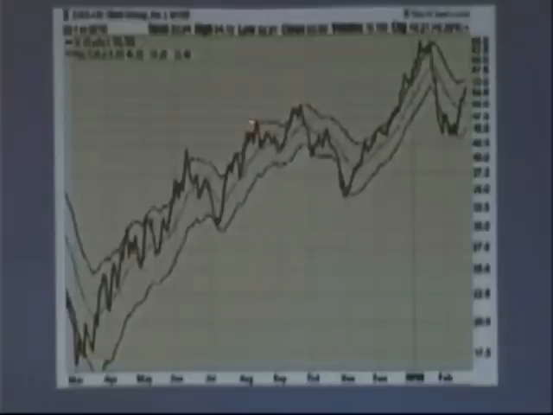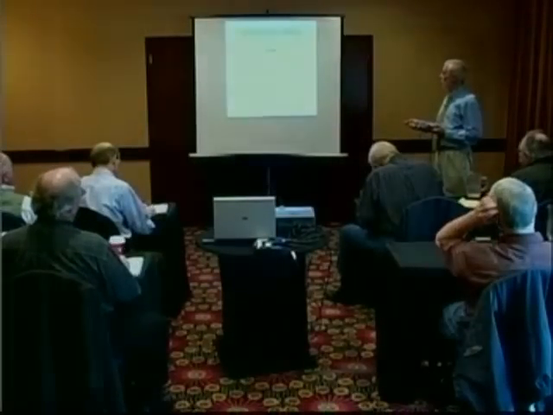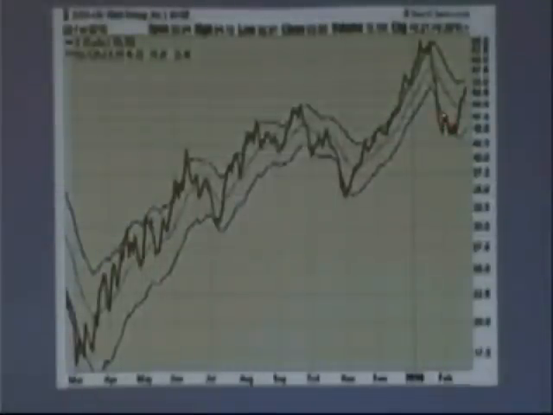Here's another one. It actually got above the channel and went down. Got above the channel here, went down. Now here it actually closed below the channel, and you got a good buy signal off of it. And here's another one. Here's where it closed below the channel, and you got a good buy signal.